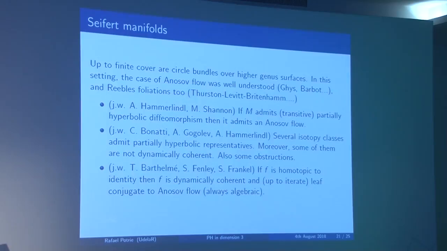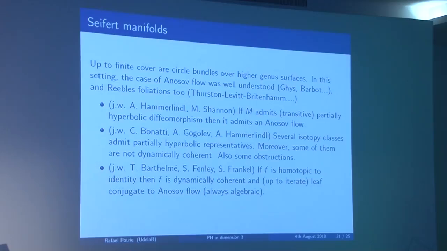And when we constructed these new examples with Bonatti, Gogolev, and Hammerlindl, we noticed that they cannot be dynamically coherent, for example. They can be robustly transitive, stably ergodic, whatever, but the center direction may not integrate into a foliation. And this really poses some problems in classification. And we also found some other obstruction for isotopy classes to admit partially hyperbolic representatives.